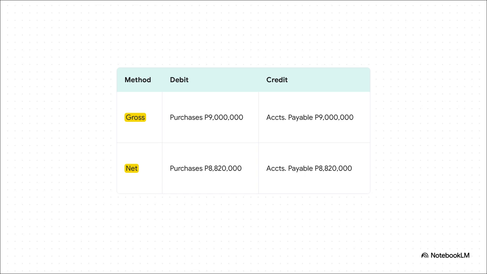Simple. But the net method, it's different. You assume you're going to get that 2% discount on everything. So 2% of 9 million is 180,000. You subtract that right away and record the purchase at 8.82 million. See the difference from the very start?